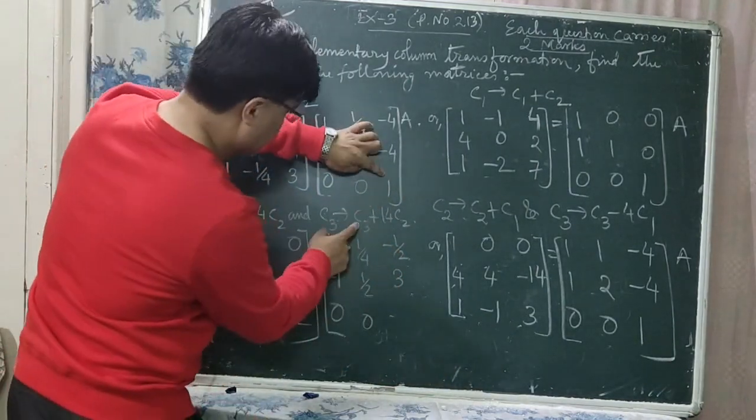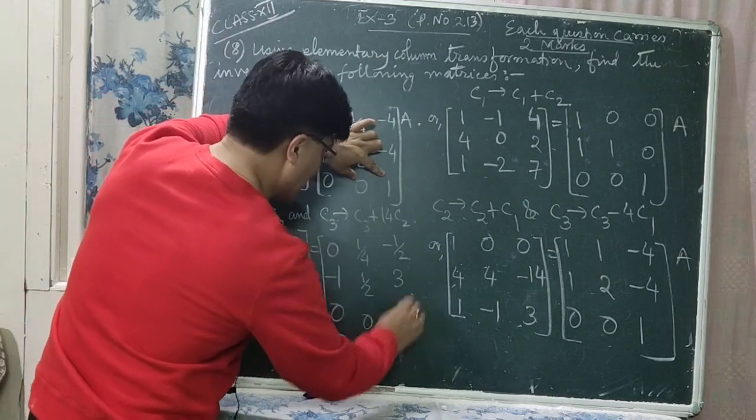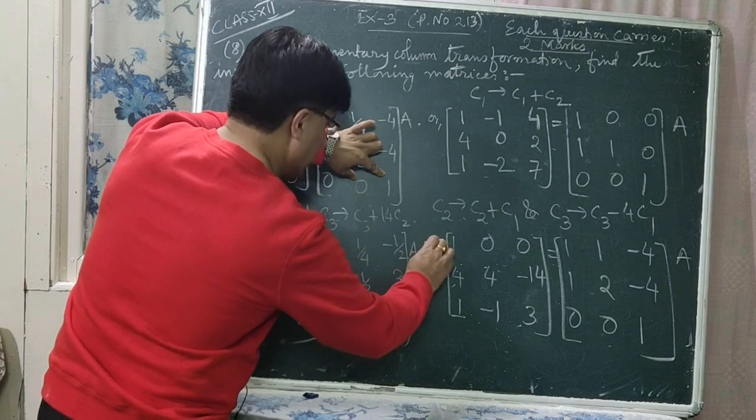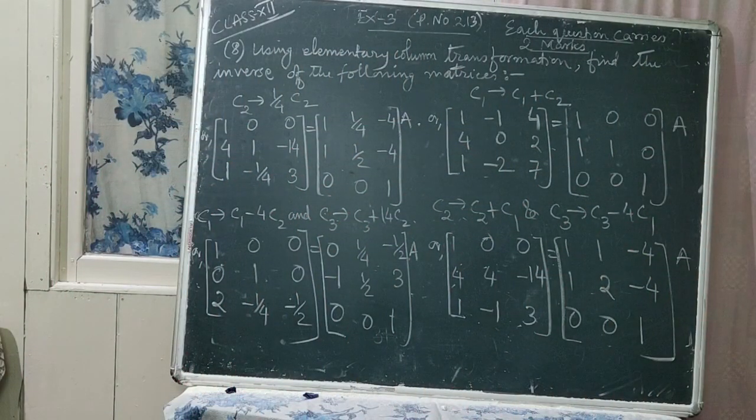And the next one is, what is the next one? That is C3 is 1, C2 is 0. 1 plus 14 zeros are 0. That means it is 1. And you should write here A. Is that clear? So you can copy it. So I think you have understood it.